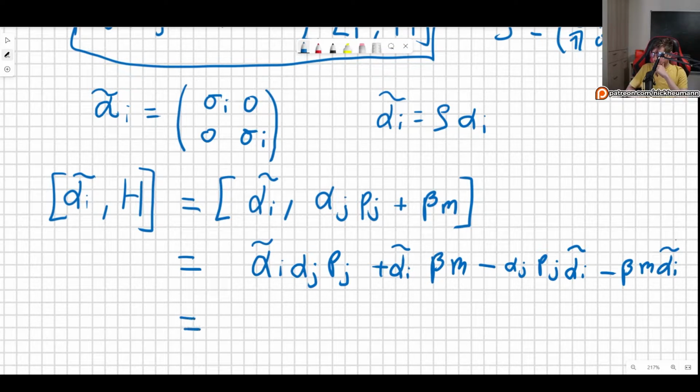Okay, so with this at hand now, we have, let's see, alpha i tilde alpha j pj, but then we have alpha j, and the pj is in between, right? It's in the middle of our alphas.